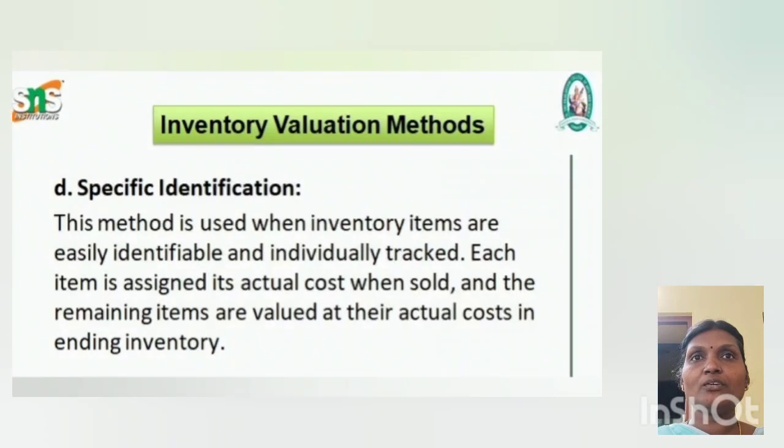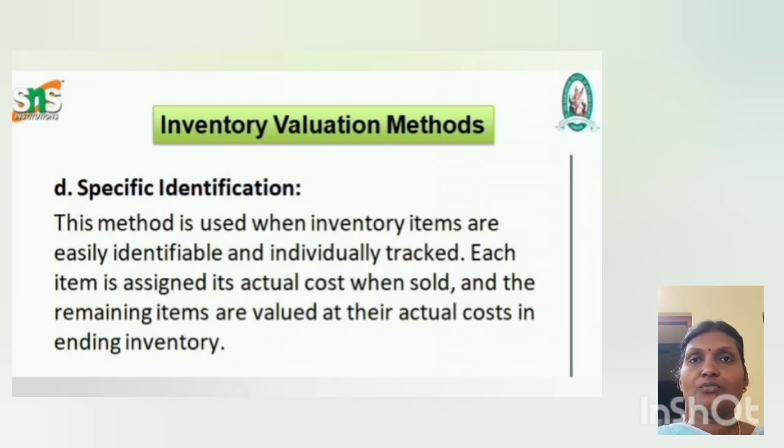Then the third method of valuation is called weighted average cost. The weighted average cost method calculates the overall average cost of all the units of inventory available during a particular period of time, and it uses this average cost to value both the cost of goods sold and ending inventory.